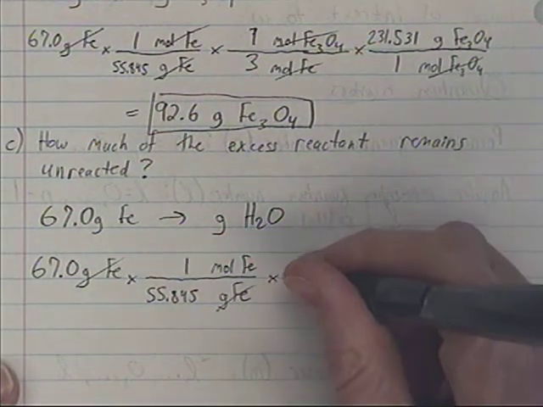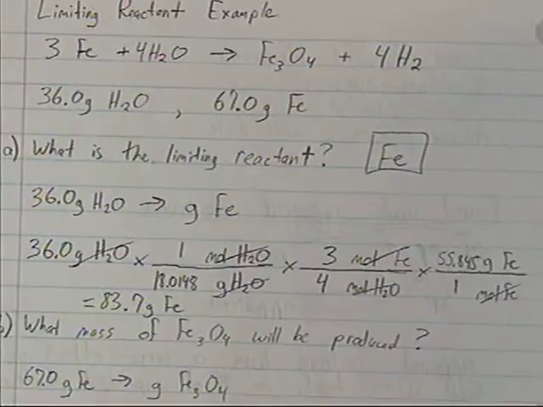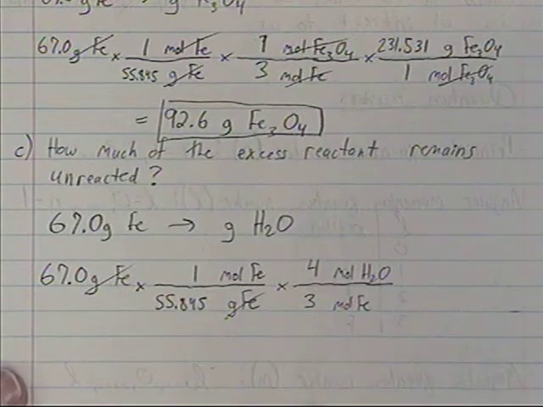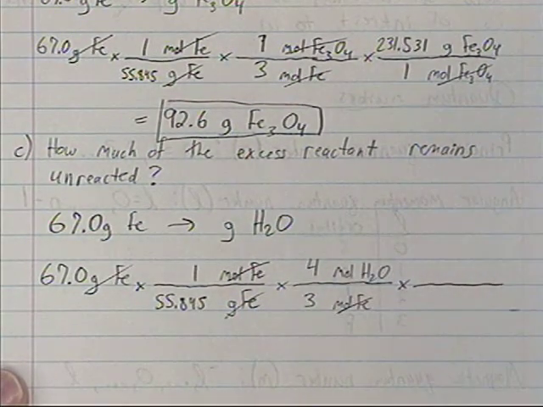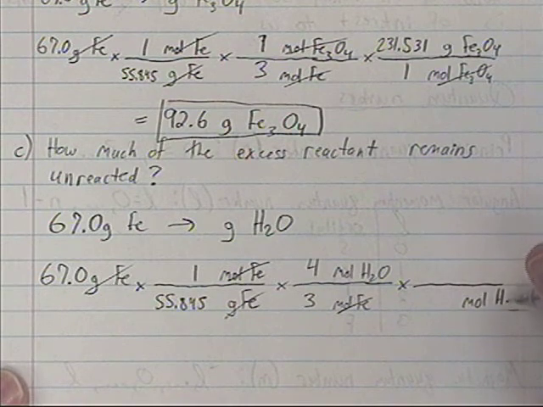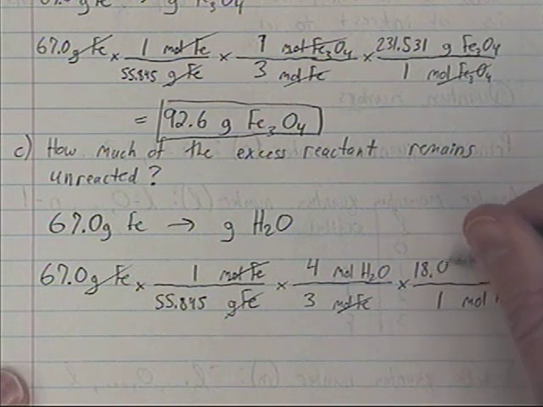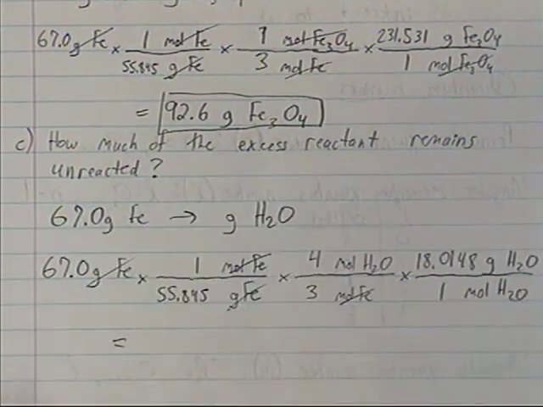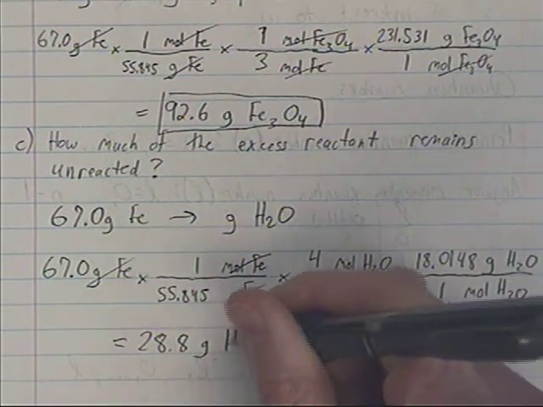And for every 3 moles of iron we have, we need 4 moles of H2O, and again that comes from our balanced equation, 3Fe plus 4H2O. Now our moles of Fe cancel. Last step, we go from moles of water to grams of water. And 1 mole of water has a mass of 18.0148 grams. When I plug this into my calculator, I get 28.8 grams of water.